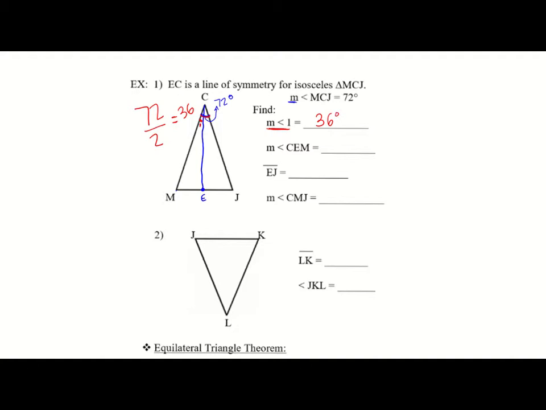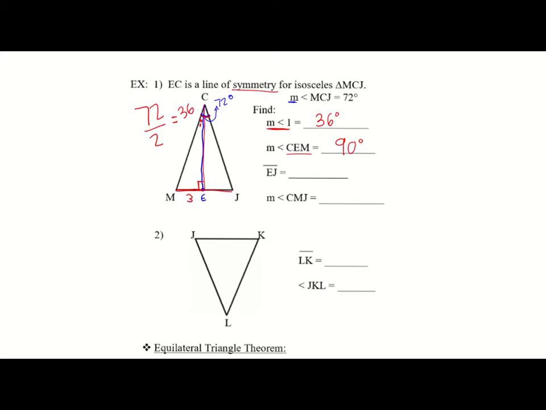Then it asks me to find the measure of angle CEM. So if I look here, CEM, well, that angle right there, I know that my line of symmetry is a perpendicular bisector to this line at the bottom of my triangle. If it's a perpendicular bisector, I know that that angle right there is 90 degrees. The other piece of given information that's not labeled on my triangle is that this line EM right here is 3. So I'm going to write that on. Hopefully it's labeled on yours, but that's 3, that is given.